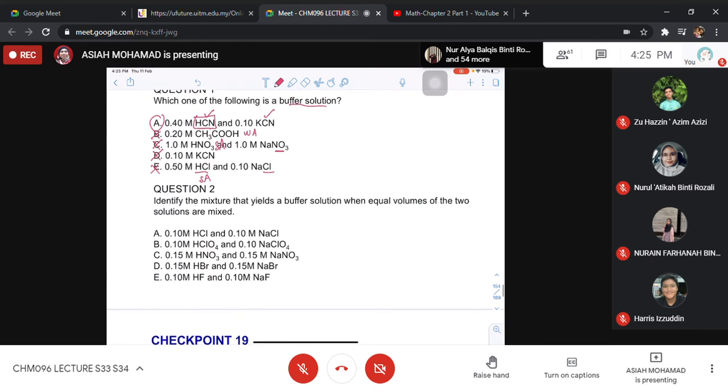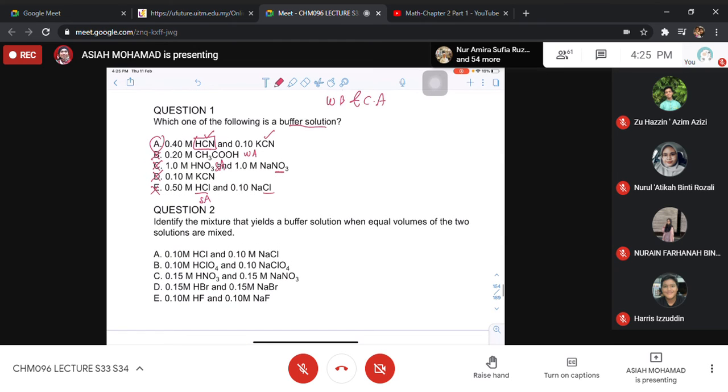Question number 2, identify the mixture that yields a buffer solution when equal volumes of the two solutions are mixed. This one is a strong acid, strong acid, strong acid, strong acid. This is the only weak acid. Even though they provide the conjugates, all of these are strong acids, so they cannot act as a buffer, meaning the answer is E. Because this is a weak acid and this is the conjugate base coming from sodium fluoride salt. Understand?